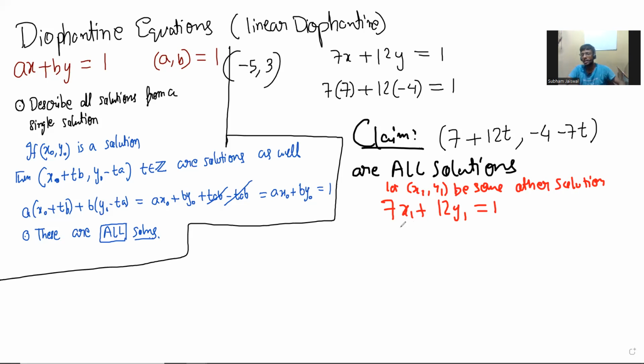What do I want to show? I want to show that this x1 is equal to 7 plus 12t for some t, and this y1 is equal to minus 4 minus 7t for the same t. I don't know what that t is, because I don't know what x1 is, but I have to show that there is some t. That's what I have to show, right? How do you do this? You have to use the fact that what you initially have is a solution, 7 and minus 4. So, just write it again.